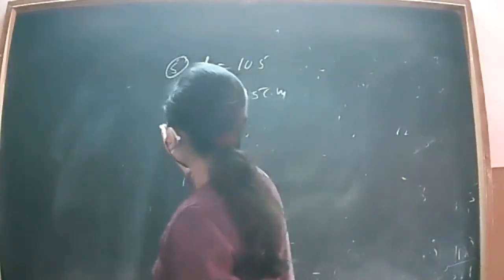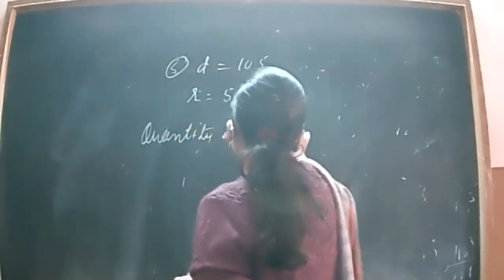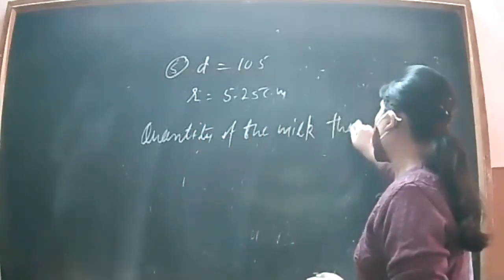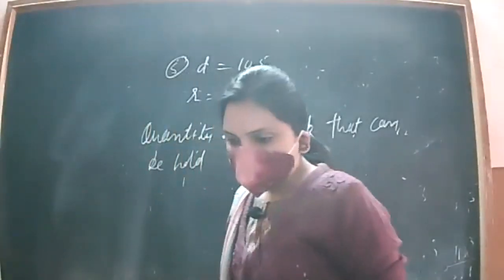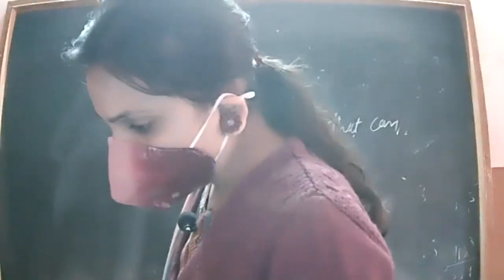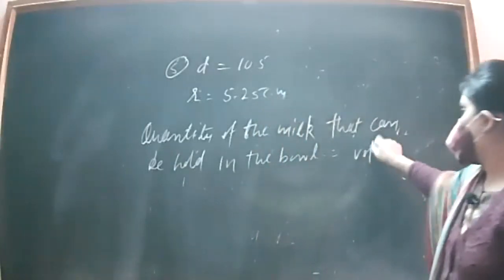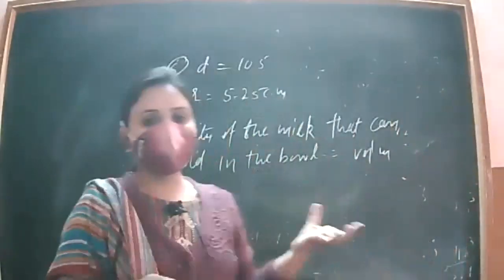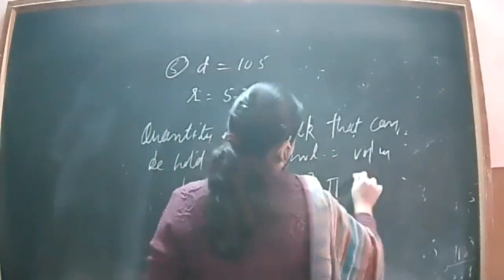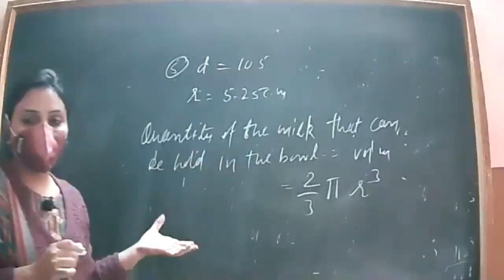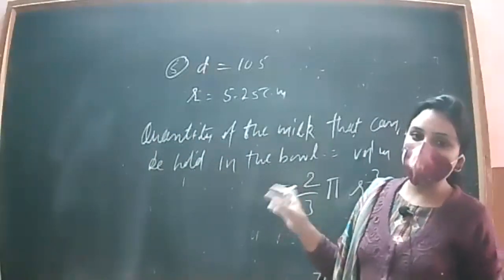Let us find the quantity of milk that can be held in the bowl, equal to the volume. Now the bowl, what kind of shape is the bowl having? This is a hemisphere, so we will have 2/3 pi r cube. Now for the first time in the exercise we are using the hemisphere formula, that is half of the sphere, and that is equal to 2/3 pi r cube.